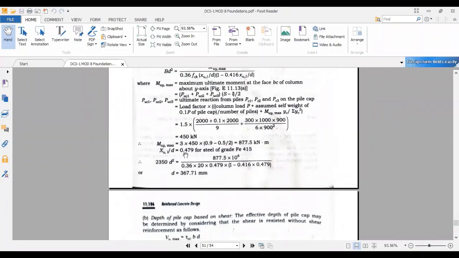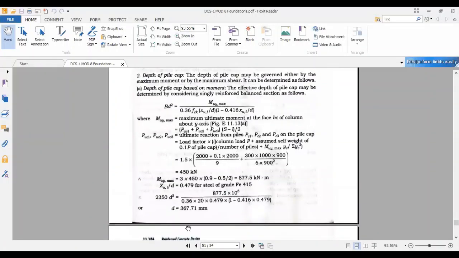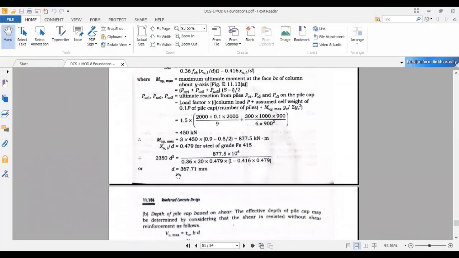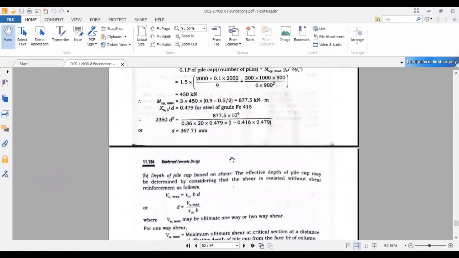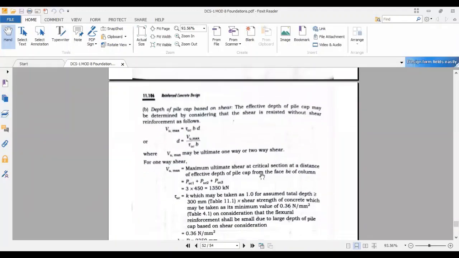And XUL upon D is 0.479 for steel of grade Fe415. So if we use all these values in this equation, we get 2350 D square is equal to 877.5 multiplied by 10 to the power 6 divided by 0.36 FCK, which is 20, multiplied by 0.479. This is the value of XUL upon D multiplied by 1 minus 0.416 into 0.479. So the value of D from here comes out to be 367.71 mm. Now next is the depth of pile cap based on shear.